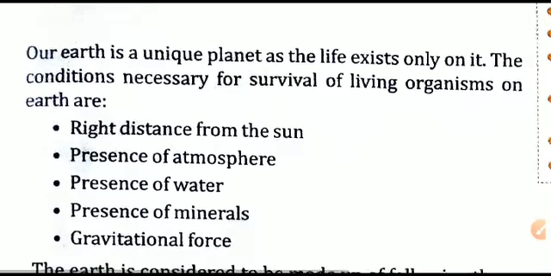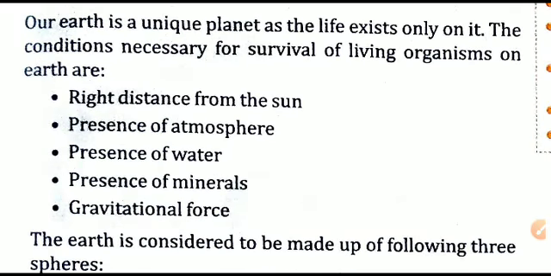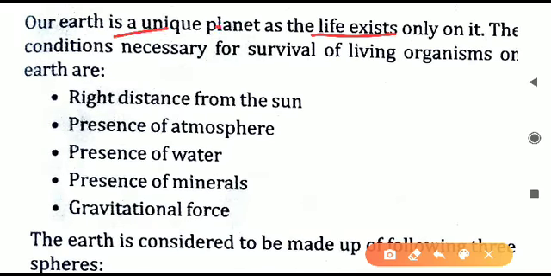If we see about the earth, it is a unique planet and life only exists on this planet. That is why it is called unique. So what are the conditions that are responsible for life to continue on earth that are given here? First one is the right distance from the sun.